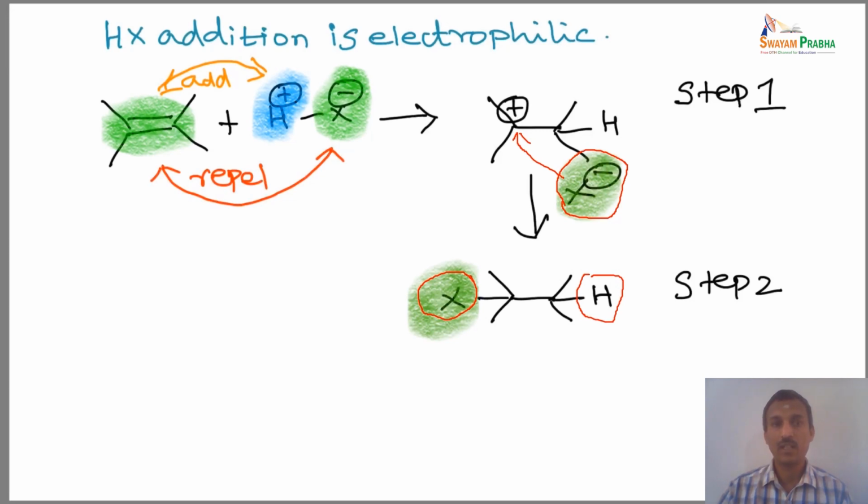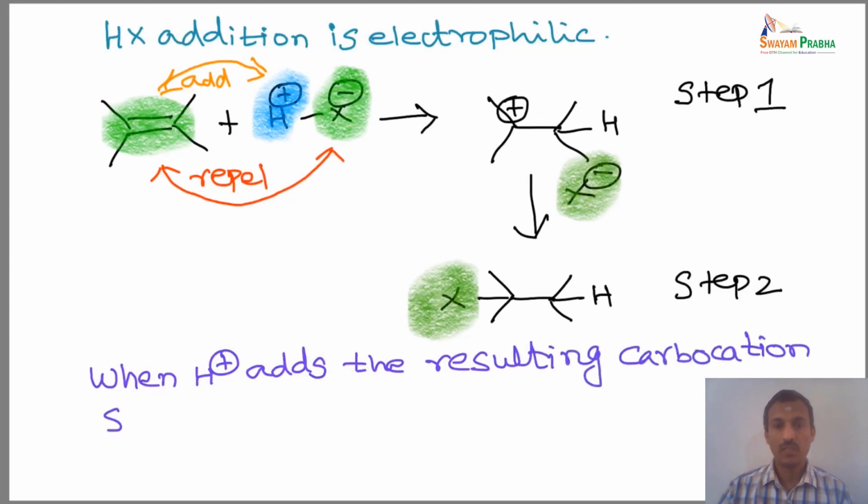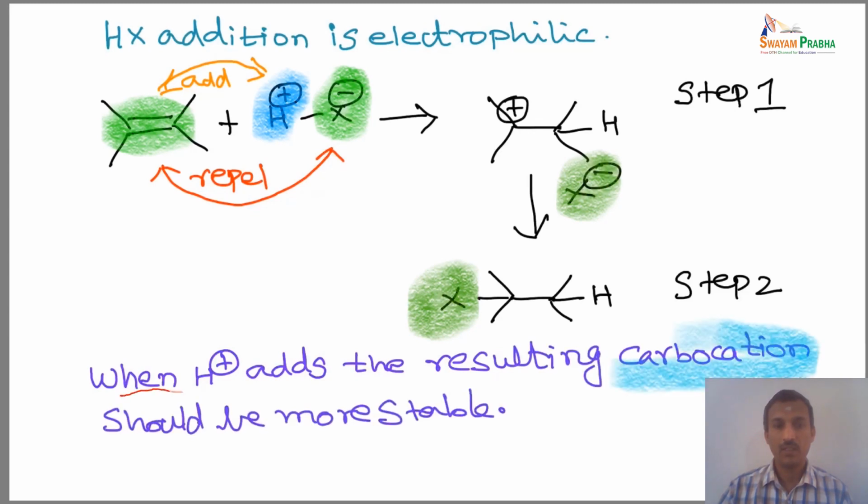So the overall reaction, that is the HX addition, is electrophilic in nature. The electrophile H plus adds to the alkene first, followed by the X minus addition. So we have a final compound as shown here. So what we can say is when H plus adds, the resulting carbocation should be more stable. So this is how the reaction happens.